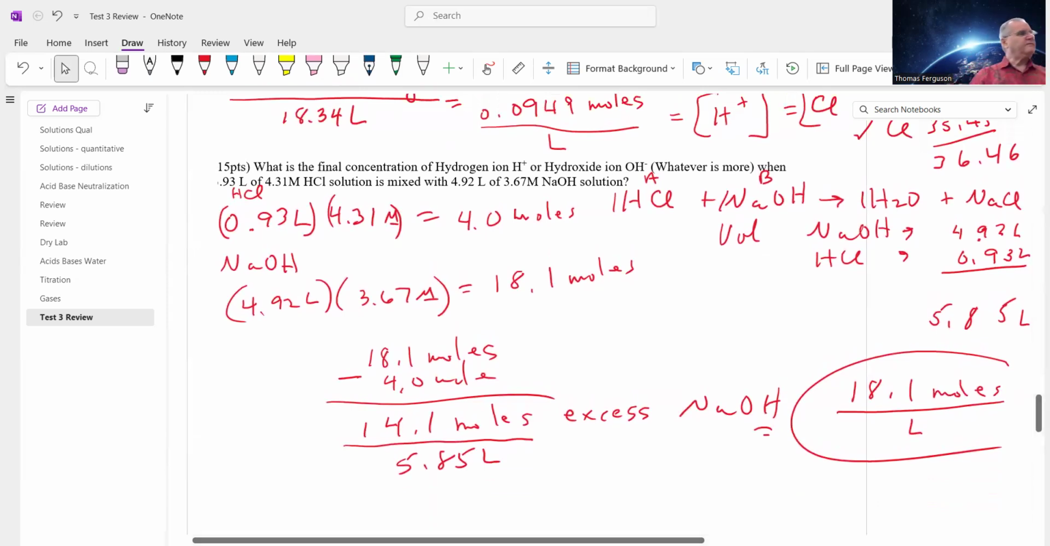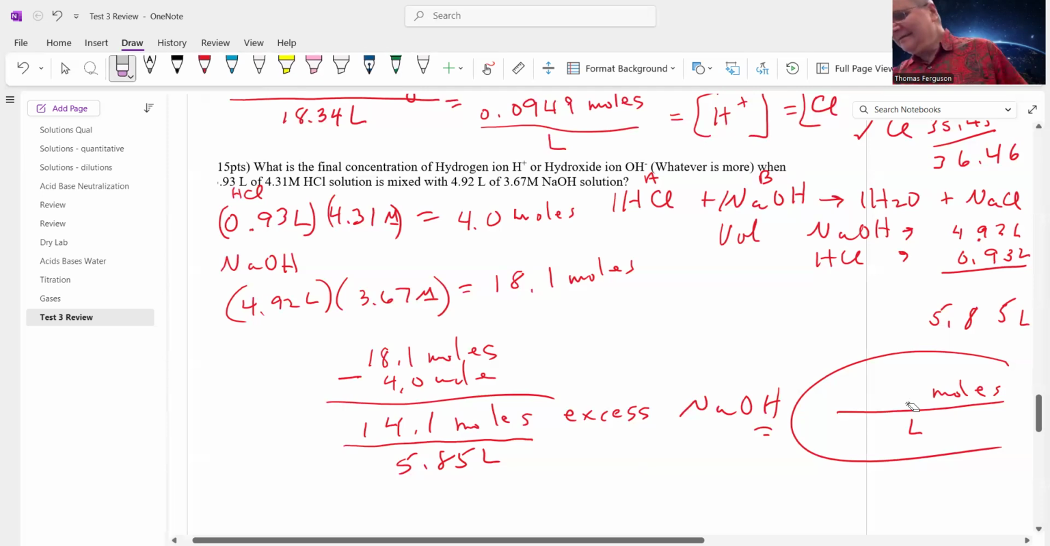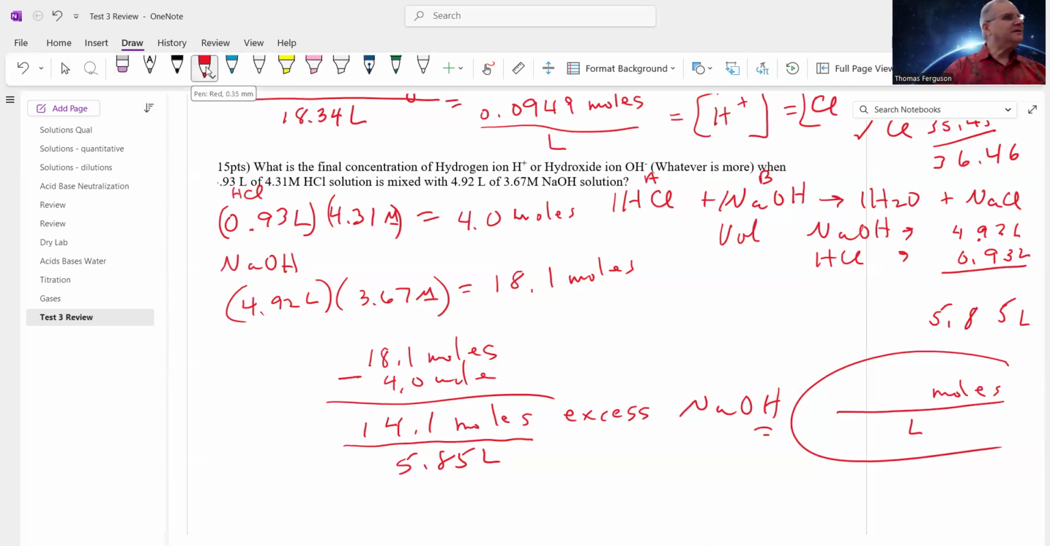I divided, we have 14.1 moles of sodium hydroxide left over, and the total volume is 5.85 liters. So I divided those and got 18. Oh, well, if you multiply them, you get 18. What did you get? Okay, because 14 divided by 5 is not 18. All right, so this is why we're doing it live as opposed to the video.